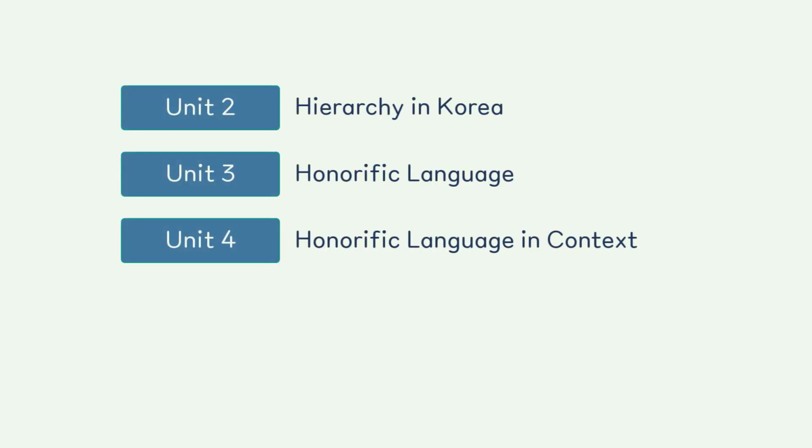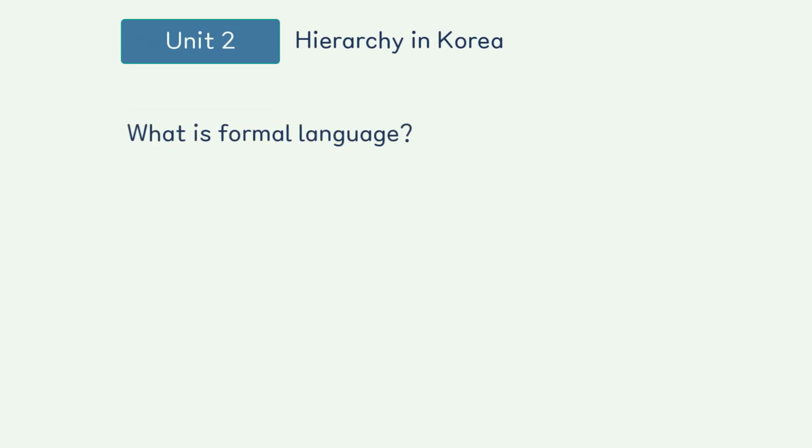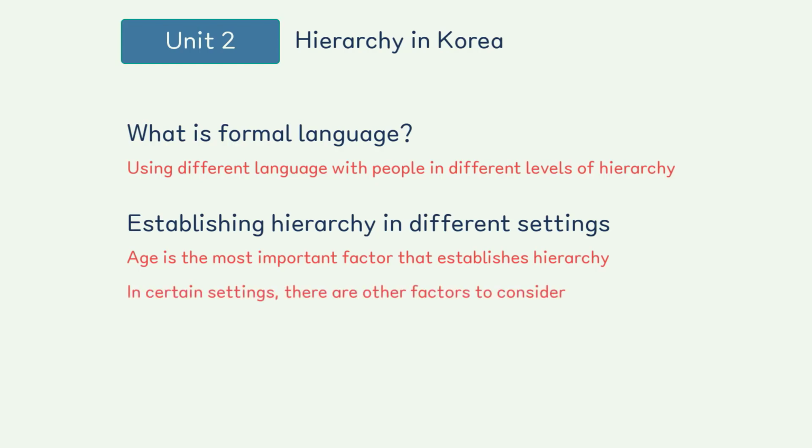The following unit, Unit 2, is on hierarchy in Korea. In this unit, we'll first briefly go over what formal language is in Korean and how we use language with people in different levels of hierarchy. Then we'll take a look at how hierarchy is established in different settings. And although the most important element in establishing hierarchy is age, in certain settings, such as in families, at work, and at school, there are other factors that come into play. So we'll take a look at all these different factors in detail.